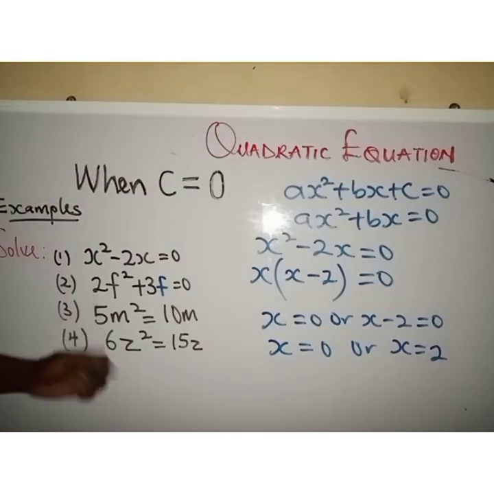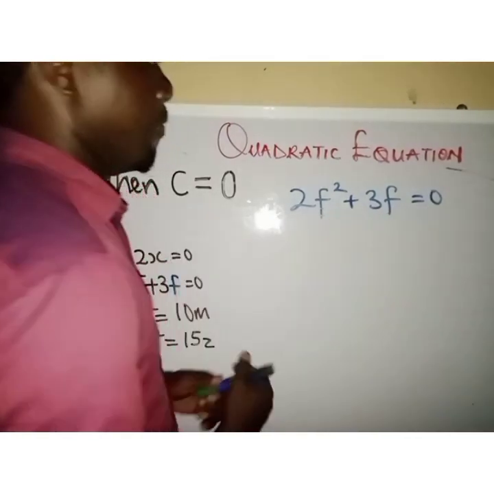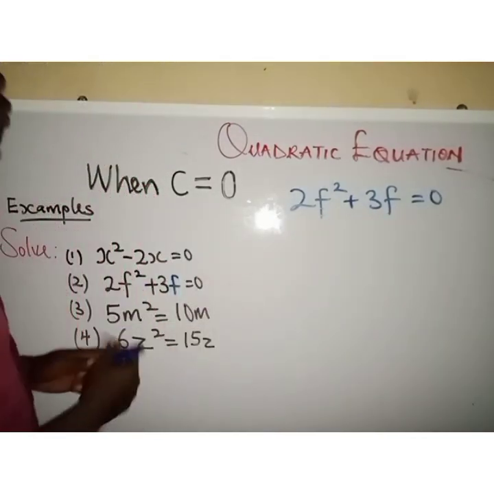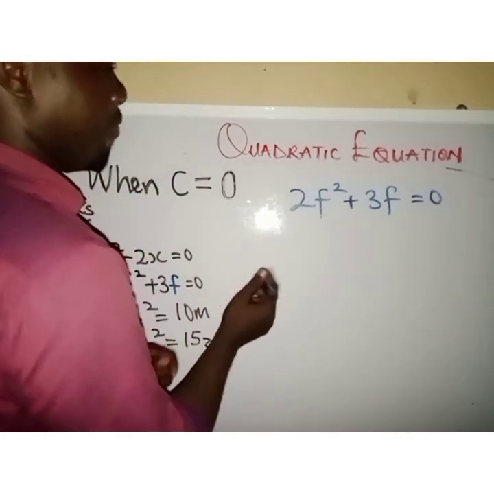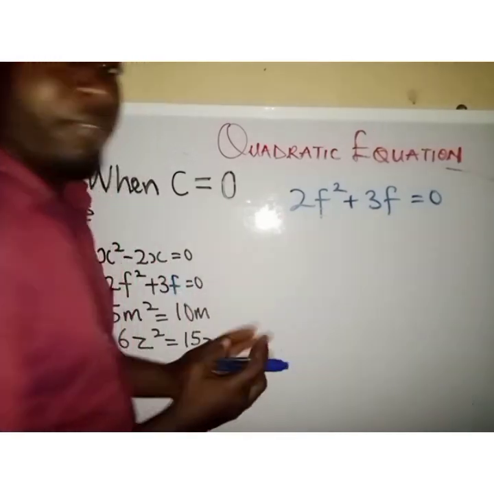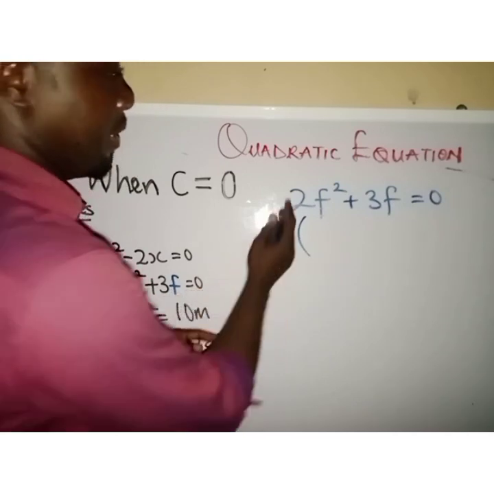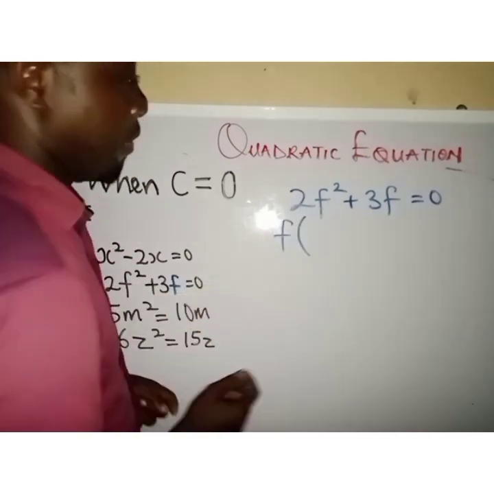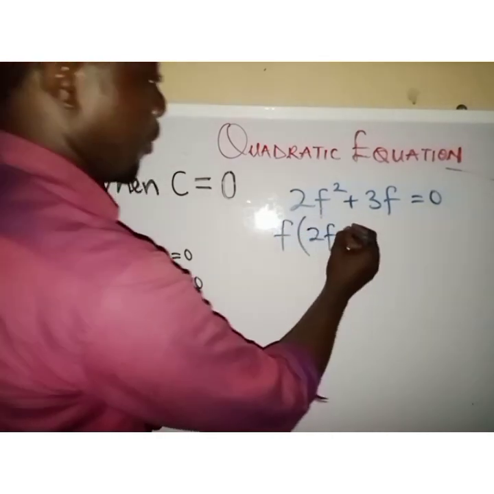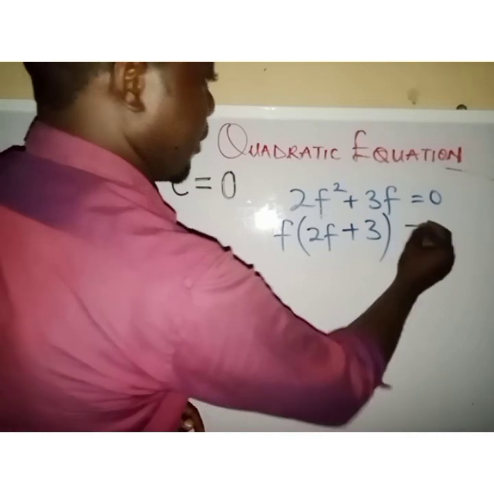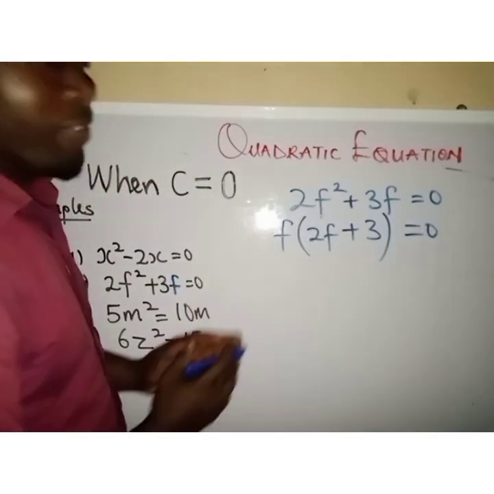Let's quickly look at the second one. The second question says 2f squared plus 3f equals 0. So we are asked to solve this. We want to find the value of f. Now, the first thing is to factorize. So what do we have in common here? We have f. So we are going to say f, then you open brackets, f multiplied by what's going to give us 2f squared? So that is f multiplied by 2f plus 3 equals 0, because f multiplied by 3 will give us 3f. So we have successfully factorized this.